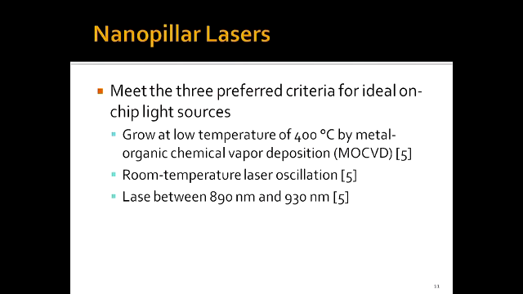And the laser oscillation operates at room temperature, and the light emitted is in the infrared range between 890 nanometers and 930 nanometers. And there is a way to control what wavelength you want by increasing or decreasing the amount of indium in the composition during growth. So more indium would give you a higher wavelength. So in that way, you can control what wavelength, and also by varying the growth time, you can control the size of the nanopillar.